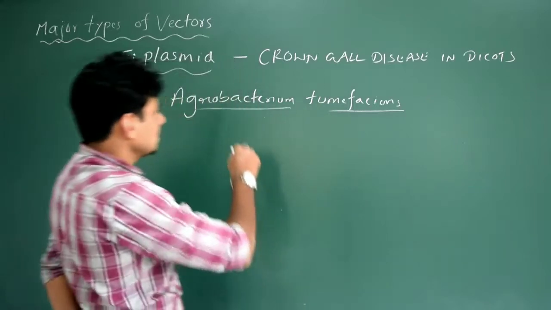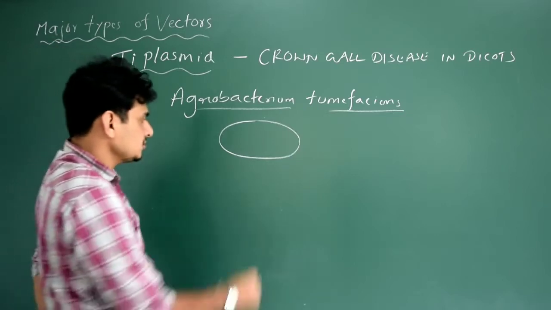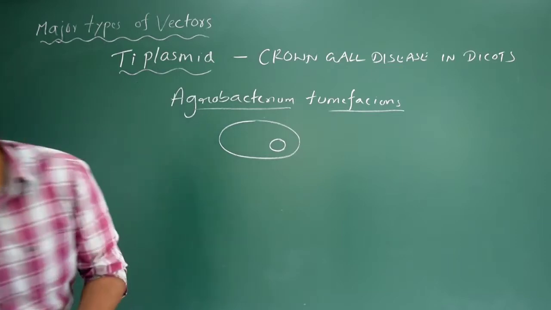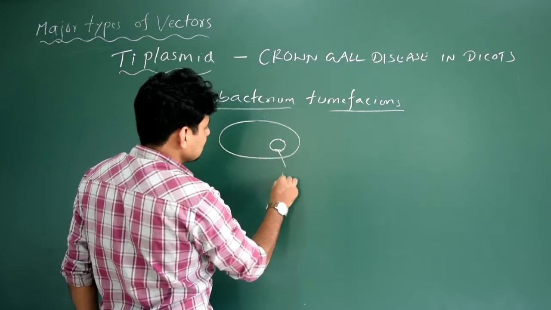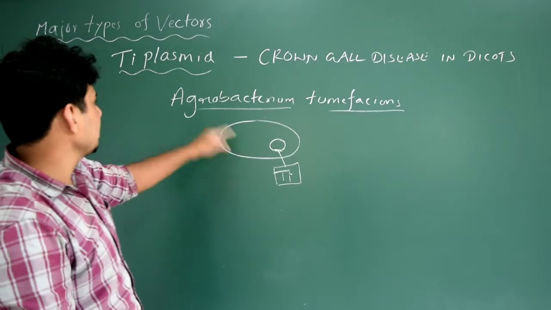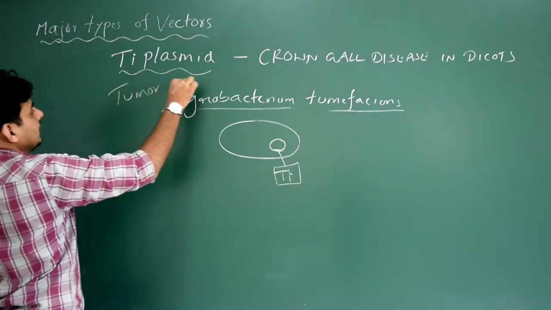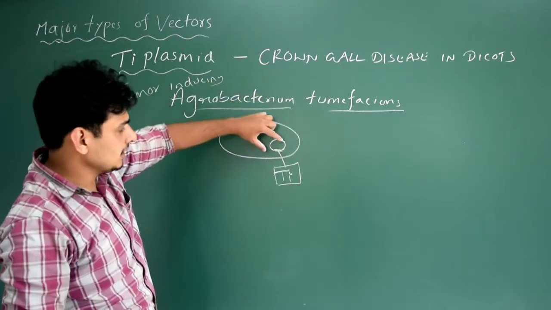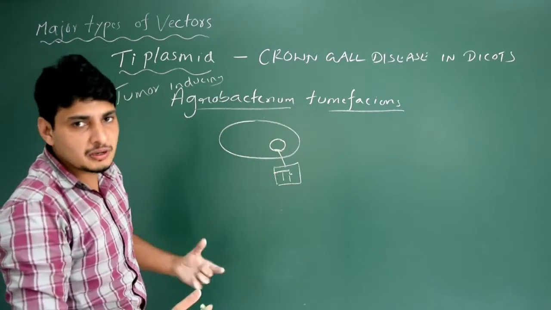I'll just explain it. For this particular bacterium, just draw the diagram of AT, Agrobacterium tumefaciens, and it has got a plasmid. Particularly in the plasmid, it has got a gene somewhere. That gene is the tumor inducing gene. That's what we call the tumor inducing plasmid. Ti means tumor inducing. So this particular plasmid of AT contains a small segment, a gene which can induce tumor in plants.